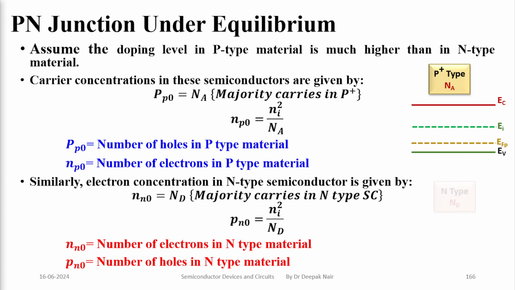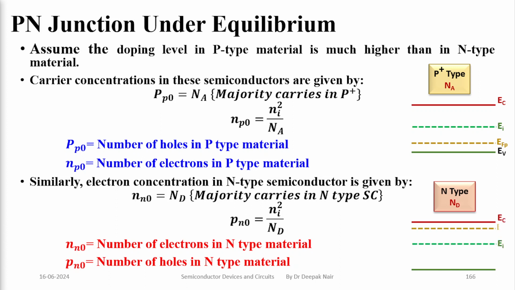Now let us talk about the energy band diagram for n-type semiconductor. We have already discussed the energy band diagram of n-type semiconductor in the previous videos, but just as a summary, here we have EC, the conduction band energy level, EV, the valence band energy level, EI, the intrinsic energy level, and EFN, the Fermi energy level. And we can see that in case of n-type semiconductor, the Fermi energy level has moved upward, closer to the conduction band.